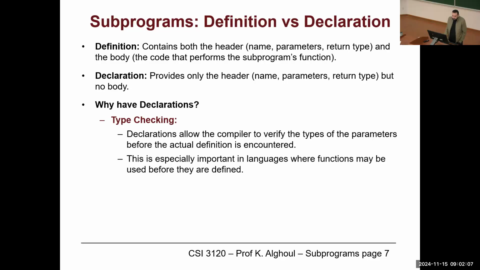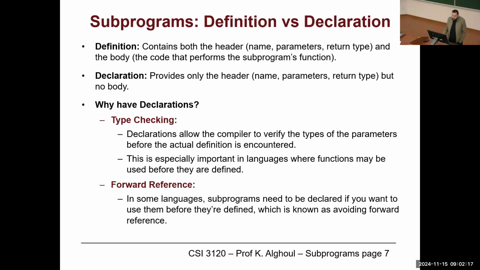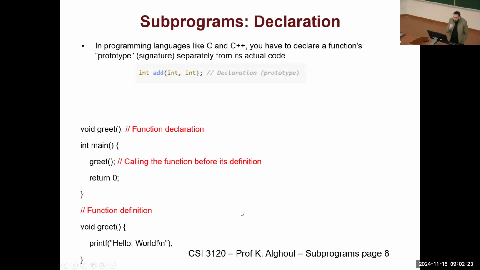Another way, so this is especially important in languages where functions may be used before they are defined. In some languages, subprograms need to be declared if you want to use them before they are defined. So what do you mean by that? Let's take a look at this one here, guys. If I have this, let's say I'm declaring this function greet, void greet, and then I have the main function here.